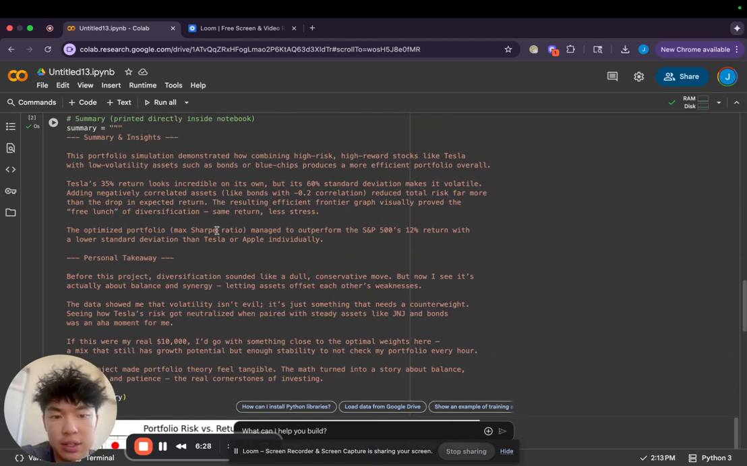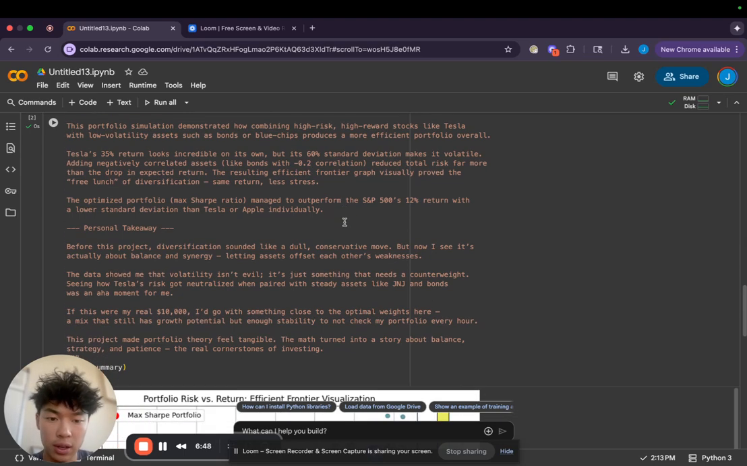And another thing I realized is that investing isn't purely mathematical, it's psychological. So numbers help define the possibilities, but emotion defines where your comfort zone is. And the best portfolio is not always the one with the highest return. It's the one that fits your tolerance and what you really want.